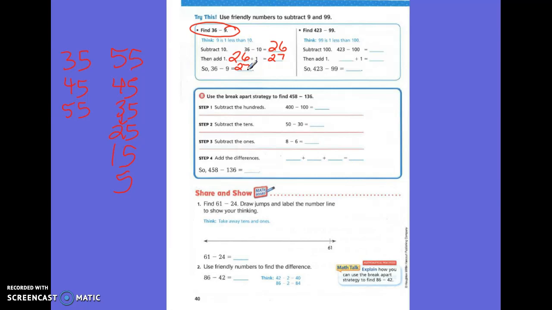What number is 99 close to? 100. And it's only 1 more, right? Okay, so if we added 1 more to 99 and made it 100, do 423 minus 100 instead. So 423 minus 100 is what? Yes, 323.